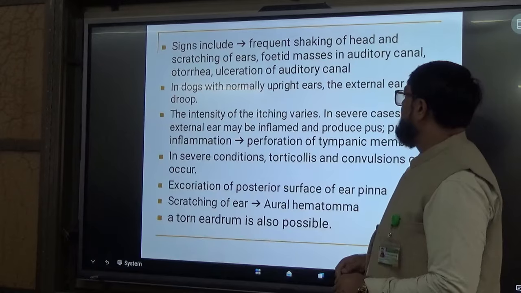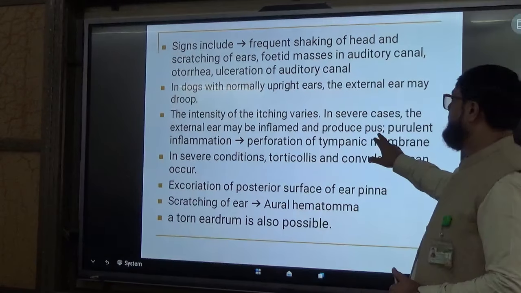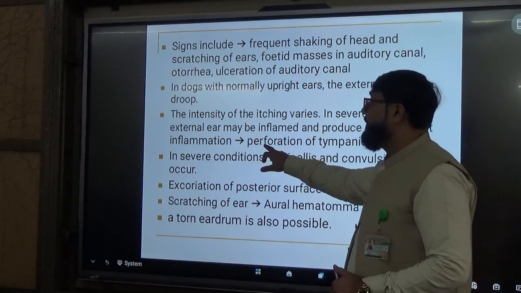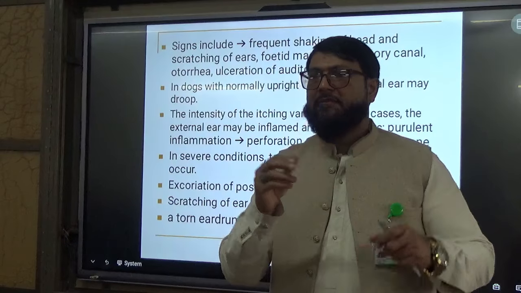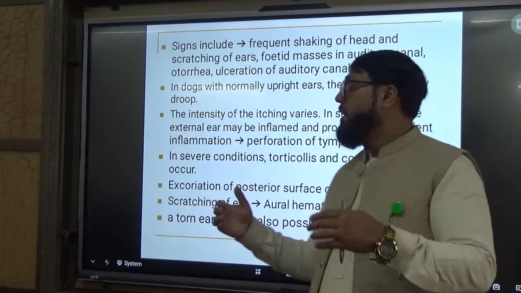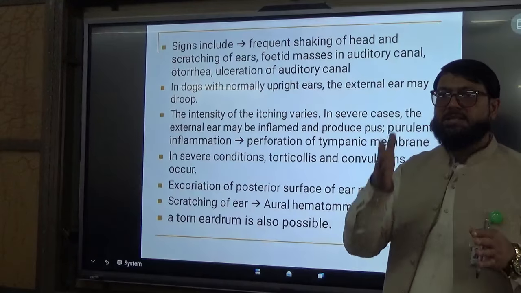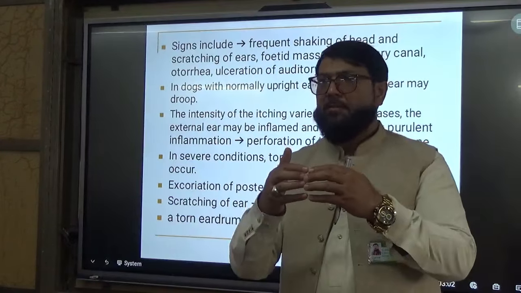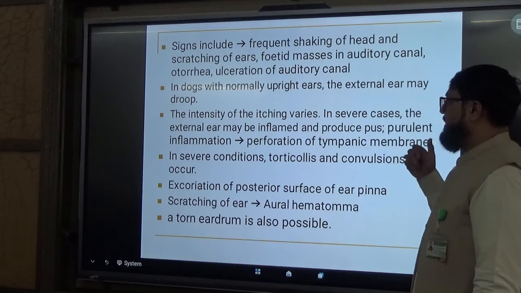They may also droop externally. The intensity of the itching varies. In severe cases, the external ear may be inflamed and produce pus, which is called purulent inflammation. And sometimes there could be perforation. I told you that a wound that ends up as an ulcer, and if there are connections between two cavities, is called perforation. Now, the mites could be so severe that the tympanic membrane, which is the membrane inside the ear, जिसको हम कान का पर्दा कहते हैं, can be perforated, and that can affect the hearing capacity of the animals.